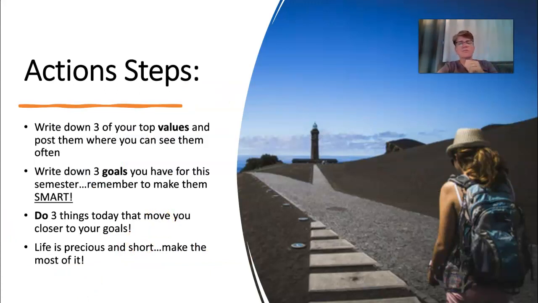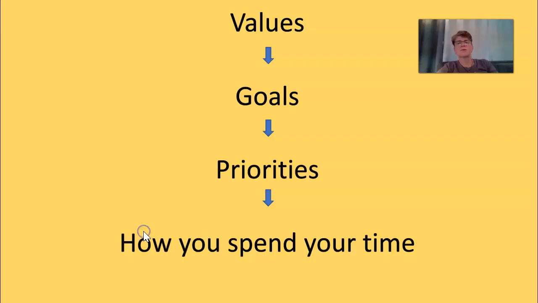And then finally, start thinking about your values. I want you to somewhere write down your top 3 values, 3 goals you have for the semester, and 3 things you're going to do today to reach those goals. Right? What are you going to do to reach those goals? And that's going to make you so much better prepared for the goals project, but more importantly, better prepared for your life, right? So this whole thing is looking at how our values influence our goals, and then our goals should really influence our priorities.